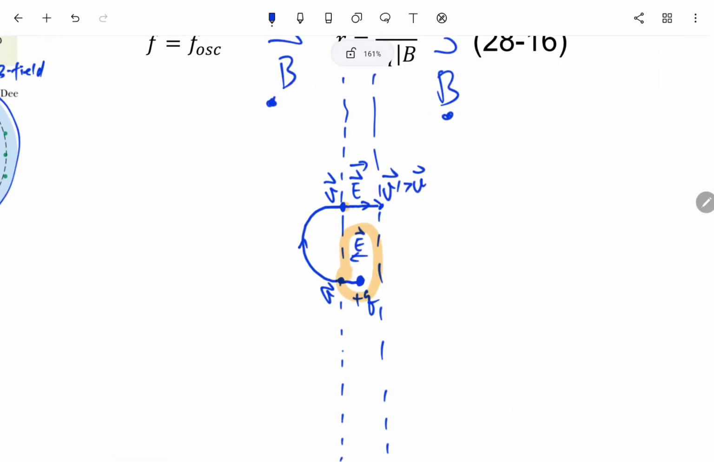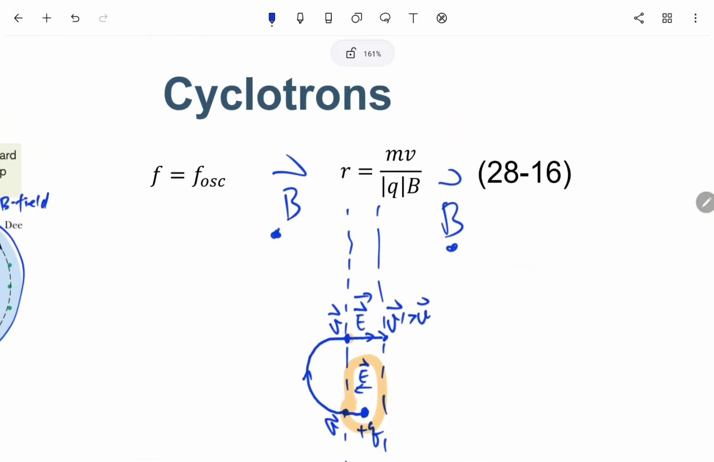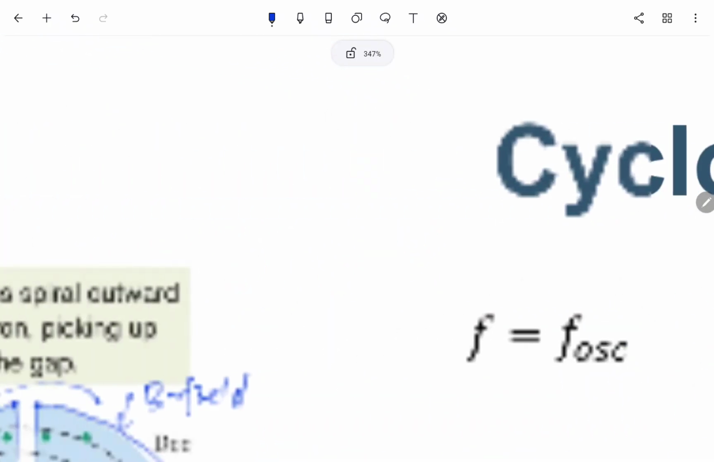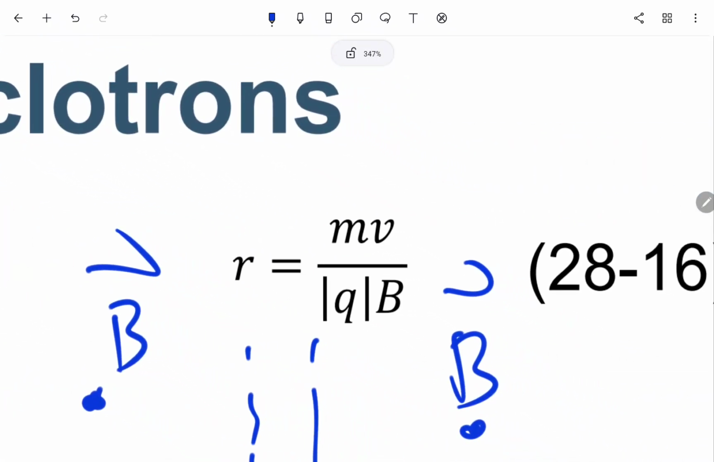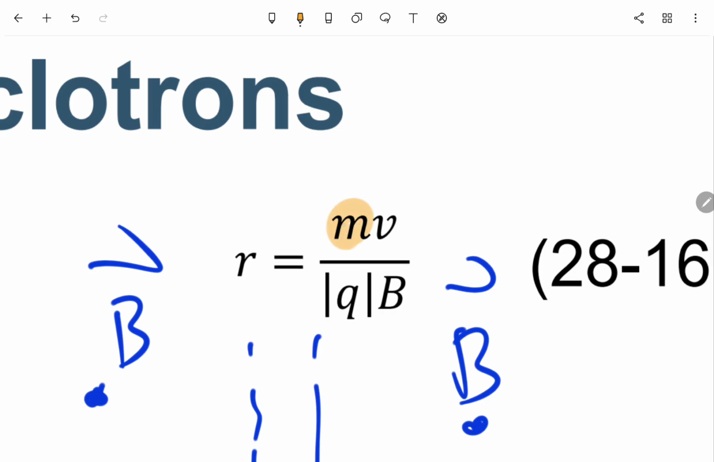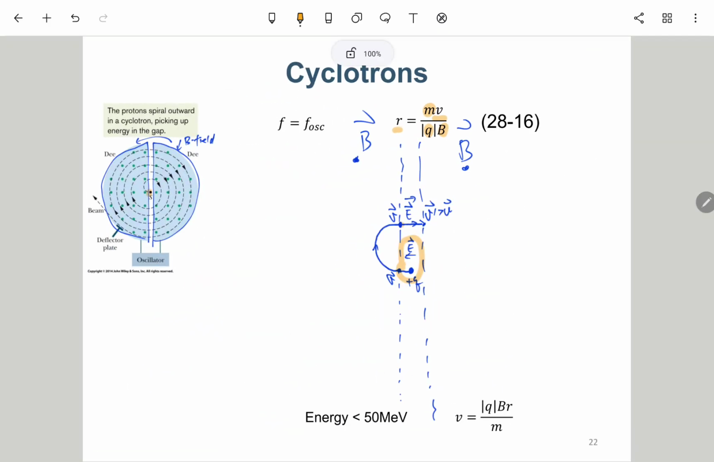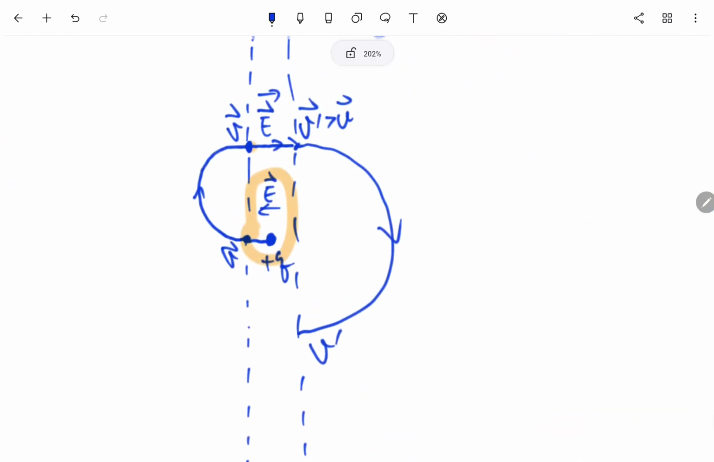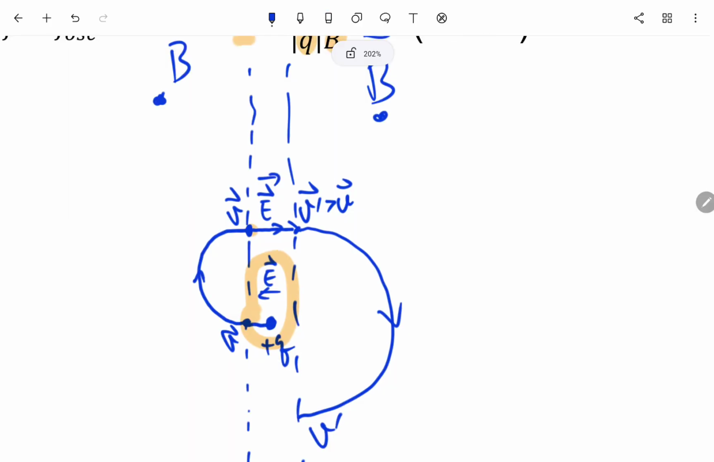In this case, as v is larger, according to this formula, this is a constant, this is also a constant, and this is also a constant. So if v is larger, r is larger. Here it becomes something like this, and this will be v prime at this point. So the E field is pointing to the right side only for this part.